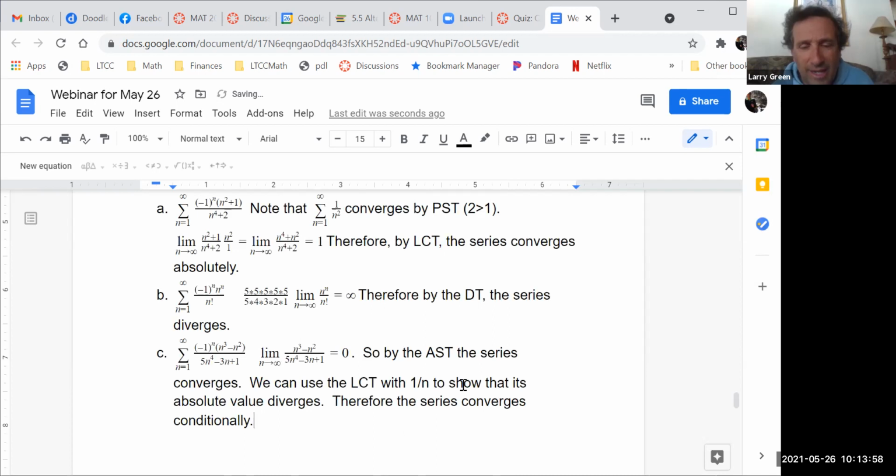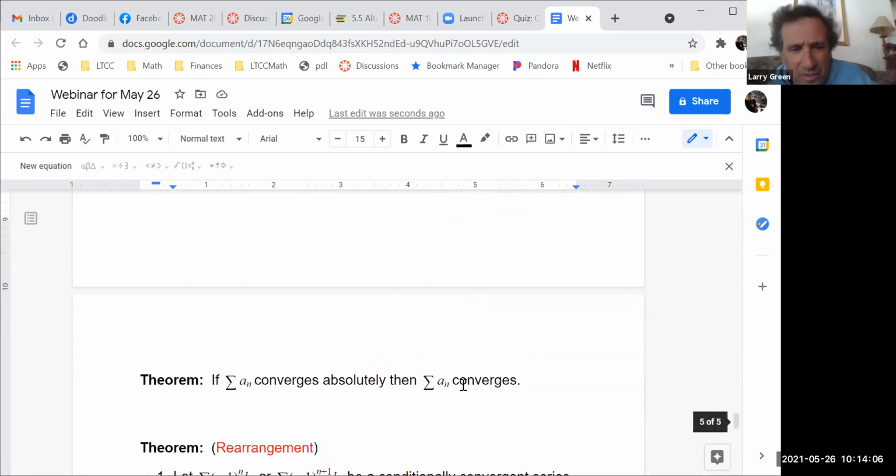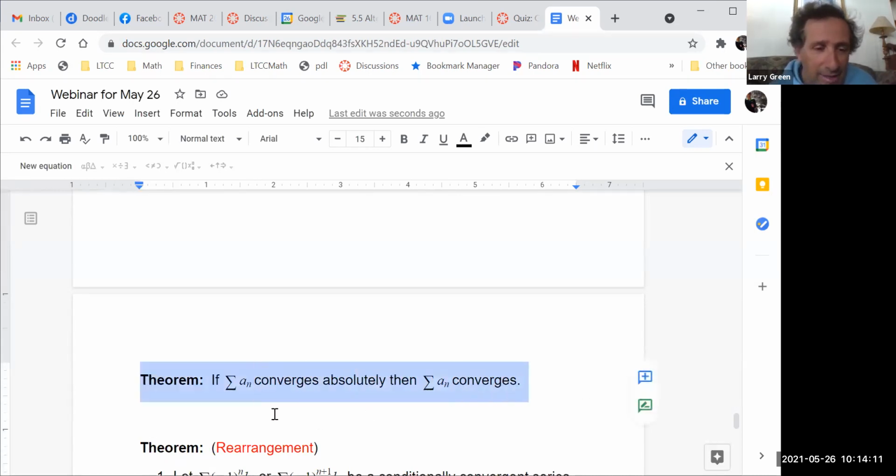Any questions on the idea? I know I went through that kind of fast, but you can imagine doing that, because I want to mention the last 2 theorems. There's not too much to do with them, but I want to mention them. This is a big theorem. If the summation of an converges absolutely, then the summation of an converges. That's kind of immediate, right? Because if it converges absolutely, then it's even better than regular converging.